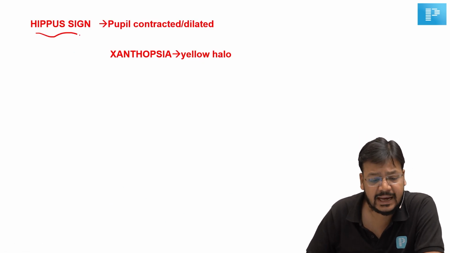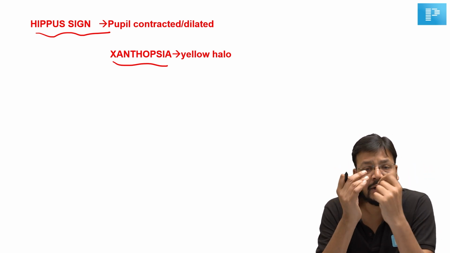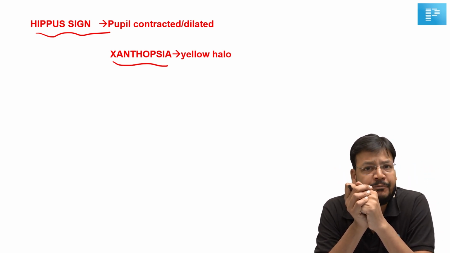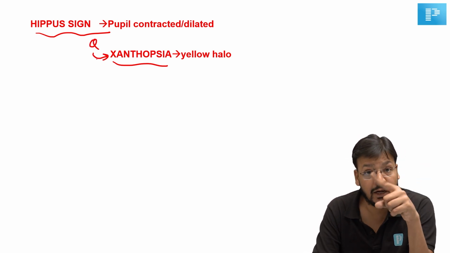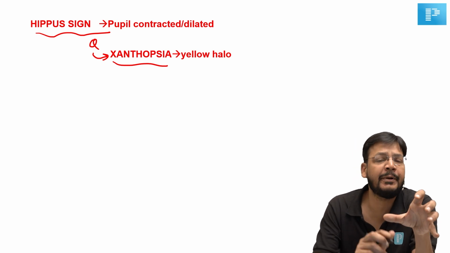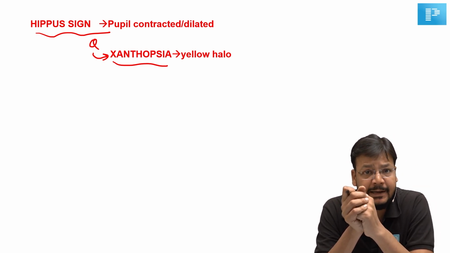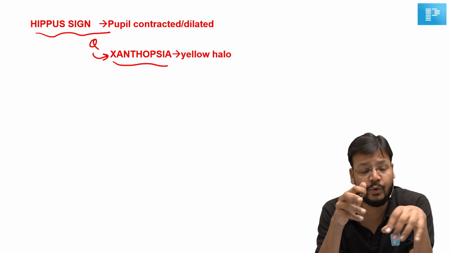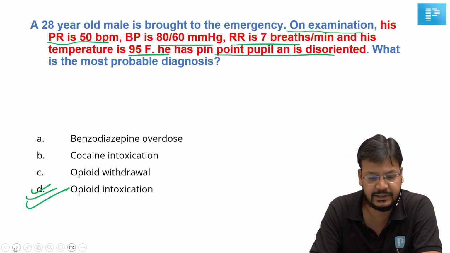And there are two signs in aconite. One is the Hippus sign, the alternate contraction and dilation of the pupil. Another, you can get a question, xanthopsia, the yellow colored halo. So keep both questions in mind, both questions come on aconite. The alternate contraction and dilation of the pupil is the Hippus sign, and the yellow colored halo is xanthopsia. Both are seen in aconite poisoning.